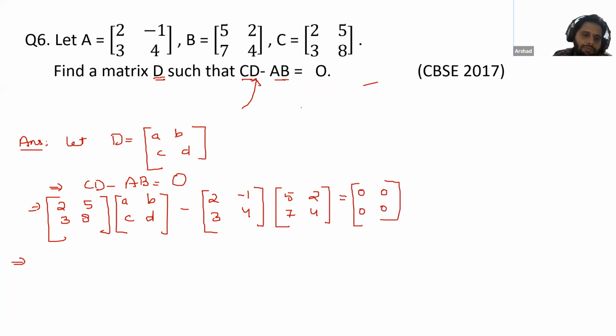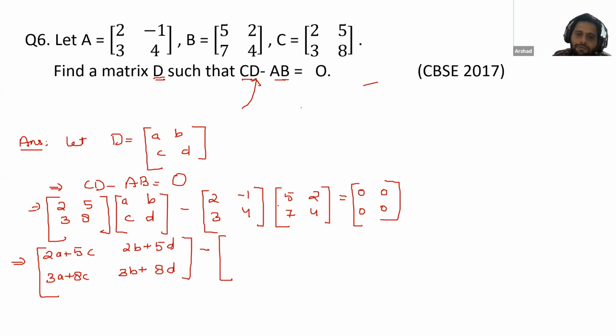Now multiply these two. First row, first column: this will become 2A plus 5C. First row, second column: 2B plus 5D. Second row, first column: 3A plus 8C. Then 3B plus 8D. And minus this: first row, first column, 10 minus 7, 4 minus 4, 15 plus 28, and 6 plus 16. And this is equal to 0, 0.